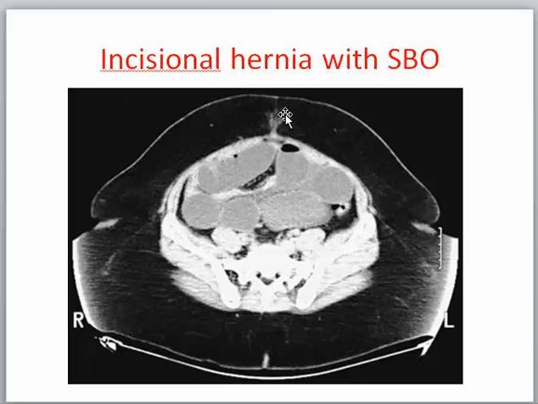Here we have an incision, and we get the following signs. First, some loops are adherent to the anterior abdominal wall. Second, there is a scar. Third, there is dilatation. And fourthly, of course, there is a patient complaining. So this is an incisional hernia with small bowel obstruction.